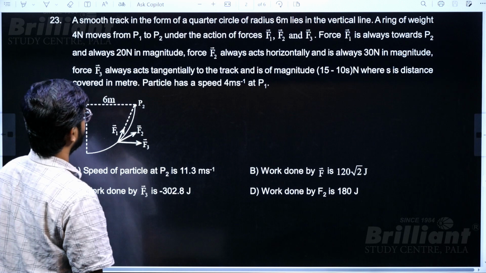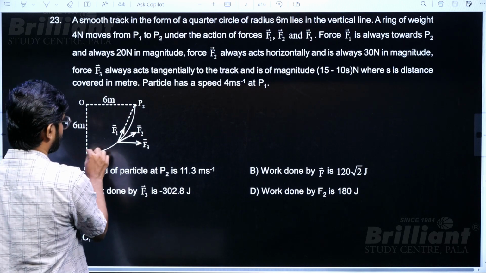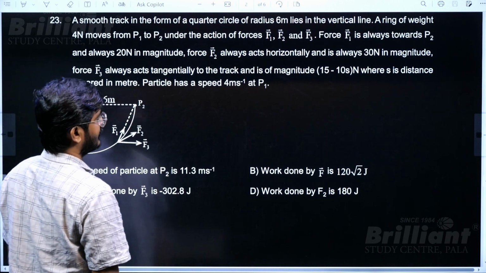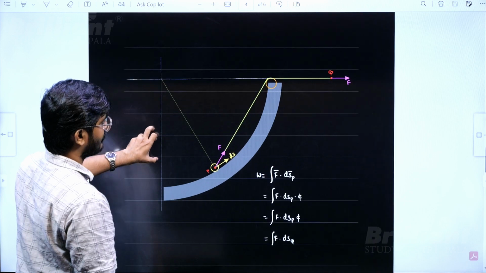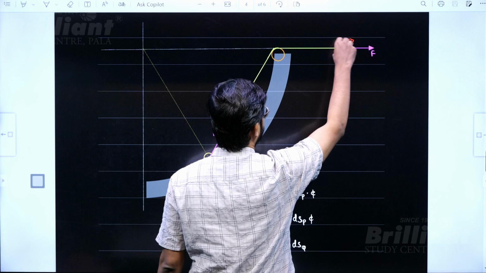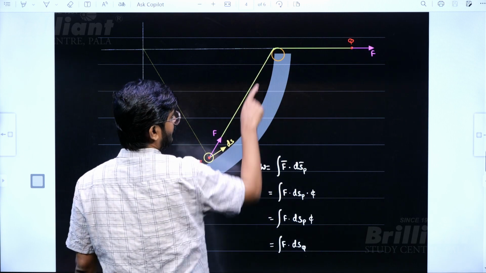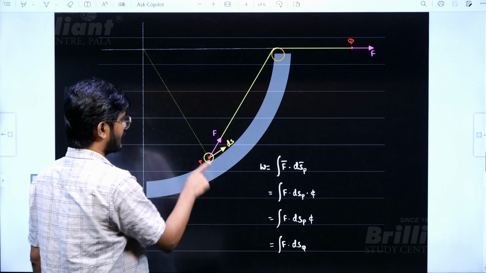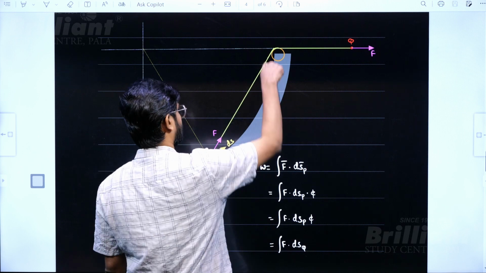F1. F1 is always directed towards P2. Now when the particle goes from here to here, what is the work done by F1? That is what I want to do. So what I will be doing is I will be converting the question into this form. I will be visualizing there is a string and I am pulling it like this. So basically the force on this one will always be towards this particular point. That is the question. So what is the work done by this force to move it from here to here to here along the track?